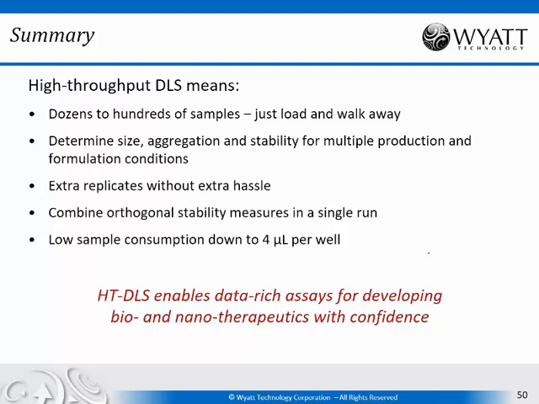So high-throughput dynamic light scattering is great for enabling data-rich assays. You get all this information with the replicates and the controls so that you can explore a large space of formulation or process development, get sufficient information to be confident that you're choosing the right conditions with which to proceed.